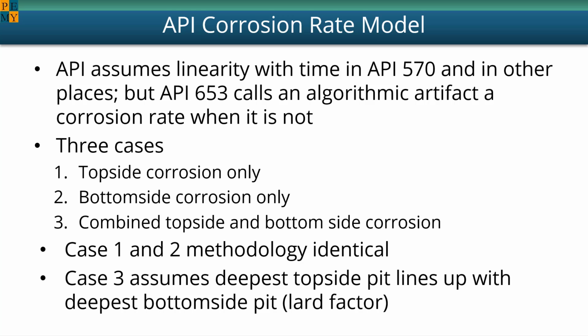API deals with 3 cases, as you would expect: topside only corrosion, bottom side only corrosion, and combined topside and bottom side corrosion. You can treat cases 1 and 2 identically because they're just the flip side of each other. Case 3 assumes that the deepest topside pit lines up with the deepest bottom side pit. I call that the lard factor.